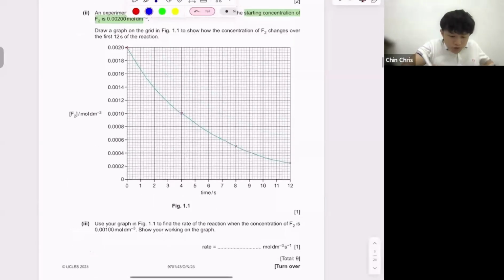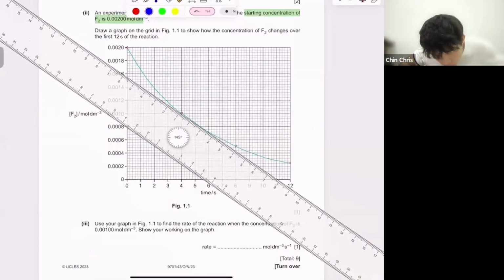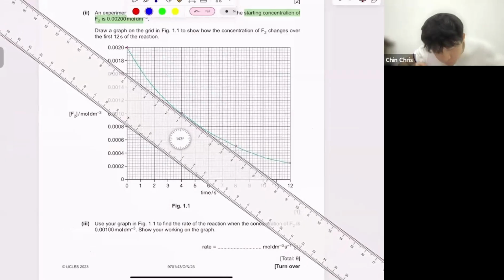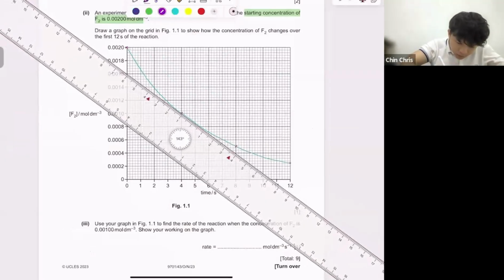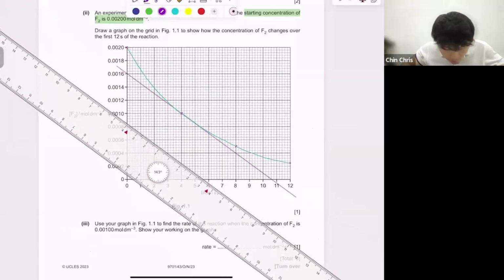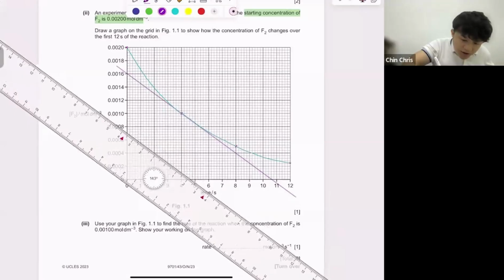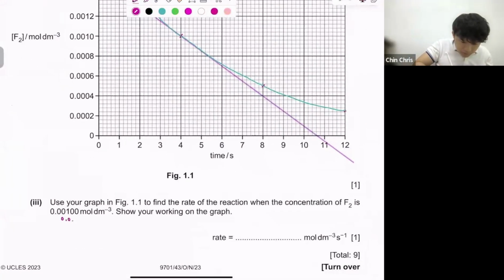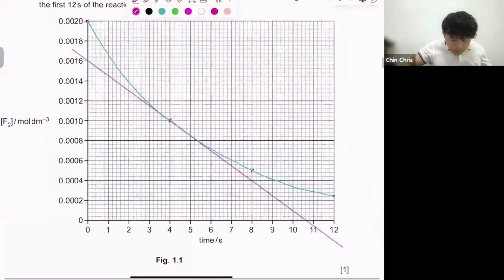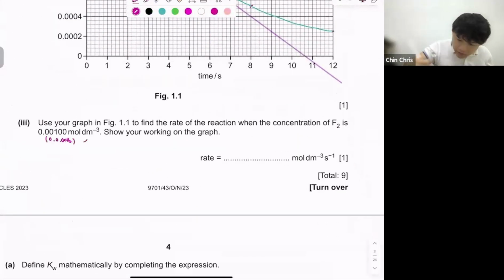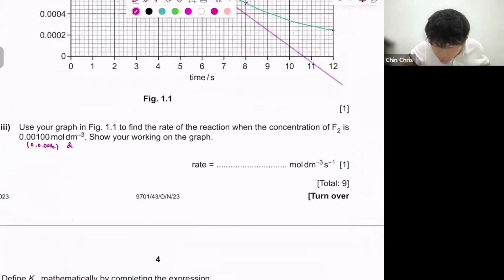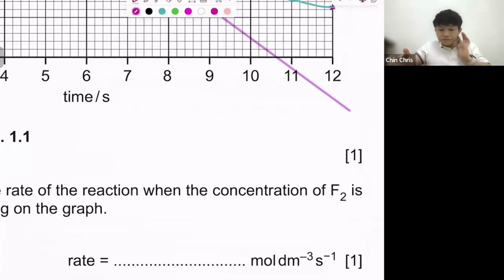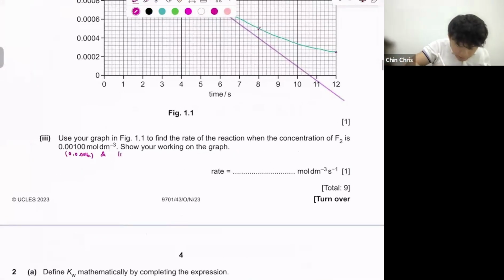So guys, take a ruler, draw tangent gradient. Now I'm going to take the first point as 0, 16. The second point as 10.5 and 0. Is that 10.5? No. 10.6 and 0.